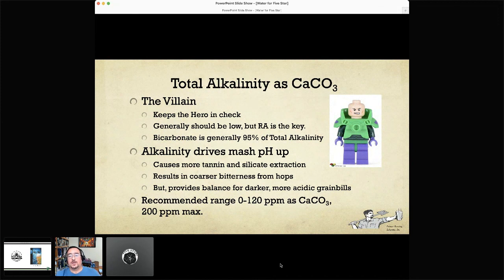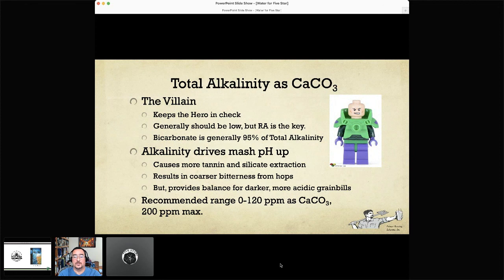Okay, total alkalinity is calcium carbonate. This is very often the villain. It keeps the calcium in check. Generally, your alkalinity should be low in your water. And like I said earlier, bicarbonate is generally about 95% of the total alkalinity. Alkalinity drives the mash pH up. It can lead to astringency from tannin and silicate extraction. It can result in a very coarse bitterness from your hops.